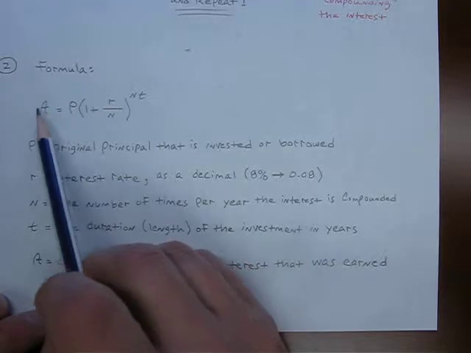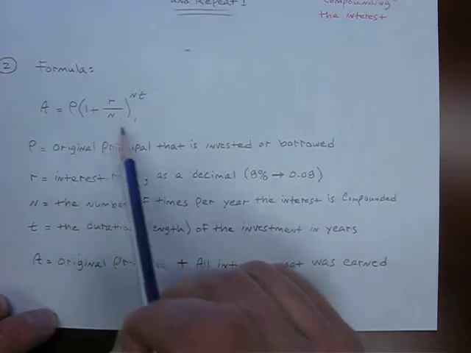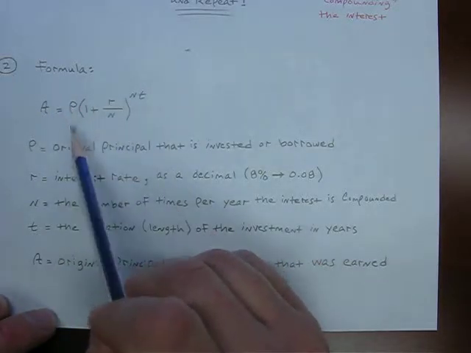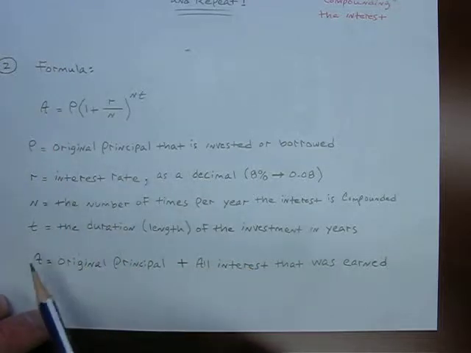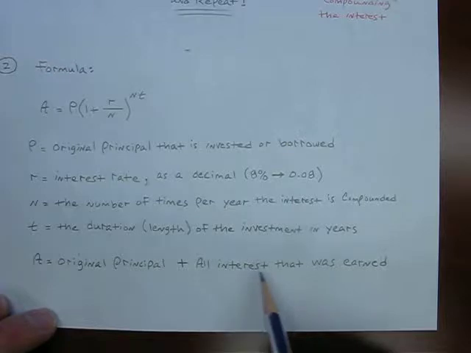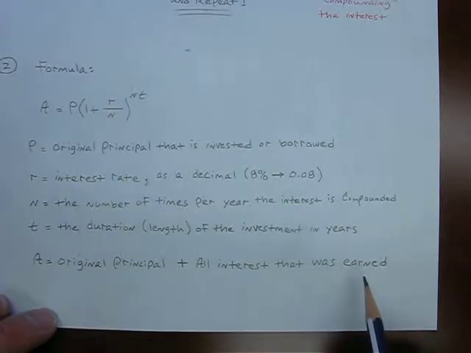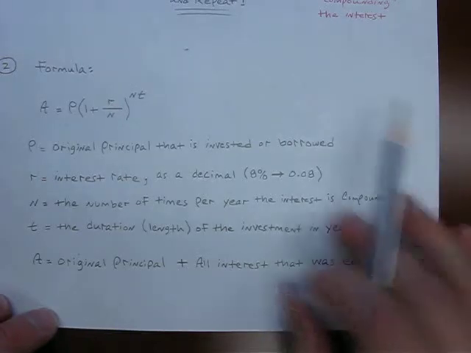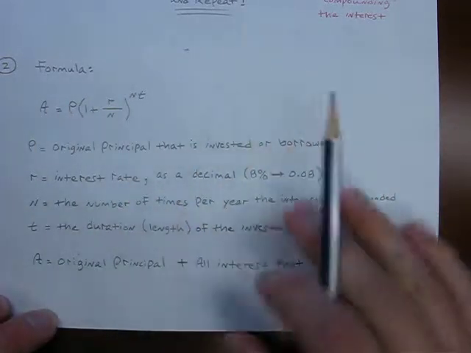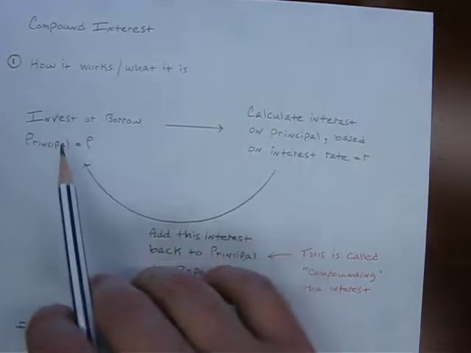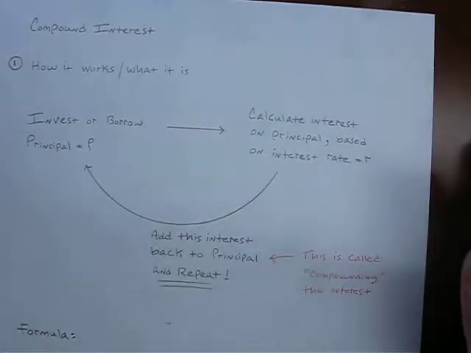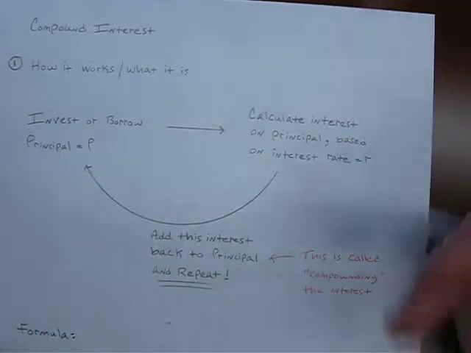And A, what you get when you do all that math right there, is the original principal that you started with plus all the interest that was earned along the way. So that's a bird's eye view of the formula and of how compound interest works. Let's see what form this might take if we're doing problems.